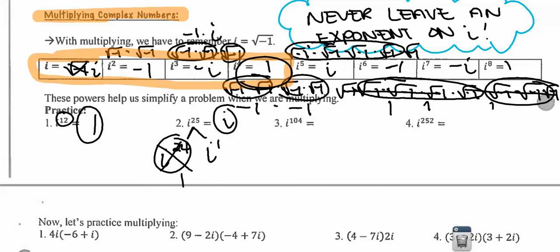Let's look at the next one. i to the 104th. Does 4 go into 104? Yes. Done. My answer is 1. Does that make sense? If I look at number 4, 252. Does 4 go into 252? Yes. Done. My answer is 1. Which is why I never am allowed to leave an exponent on i, because they can always be simplified.